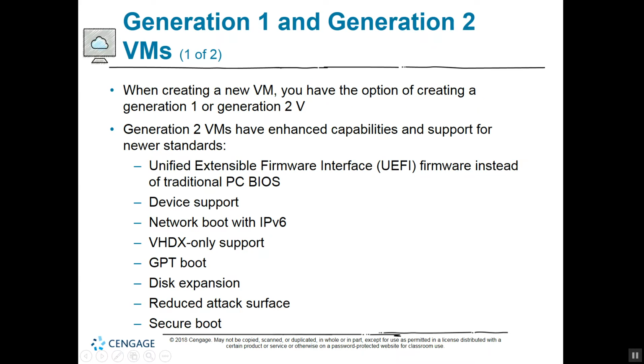Now what's the difference between Gen 1 and Gen 2? If you're creating a new VM, you have the option to create either a Gen 1 or a Gen 2 version. Gen 2 VMs have enhanced capabilities and support for newer standards. In Gen 2, you can have UEFI firmware instead of just a traditional BIOS. You've got device support. You can do a network boot with IP version 6. You've got VHDX-only support, GPT boot, disk expansion, reduced attack surface, and secure boot.